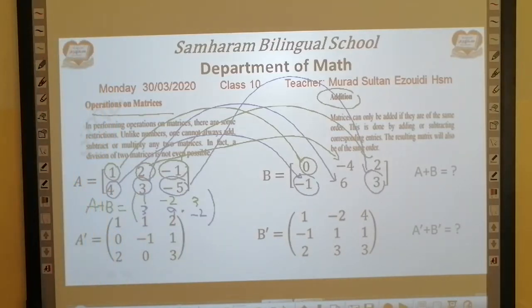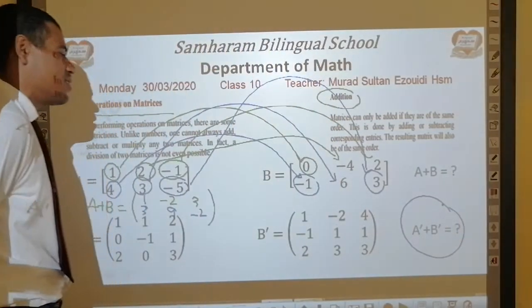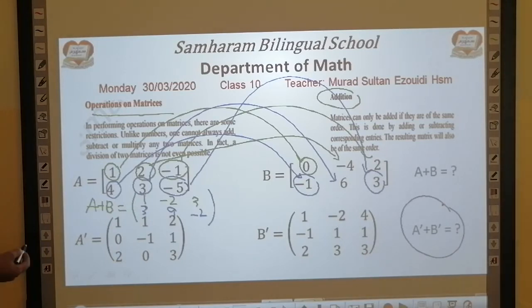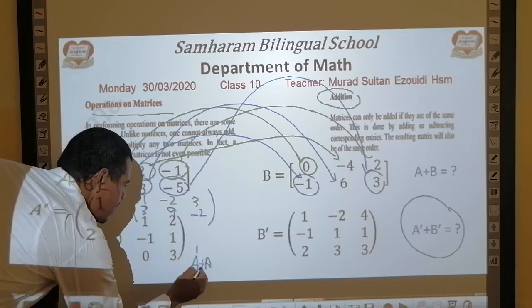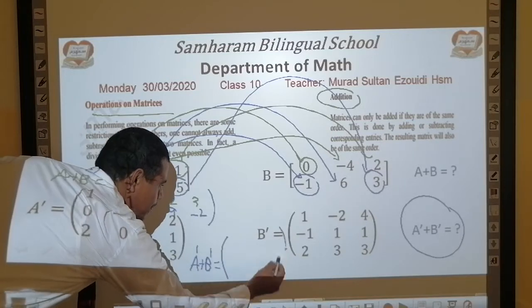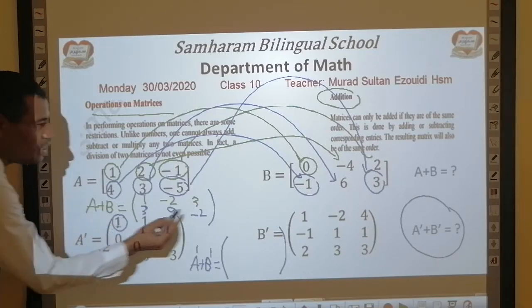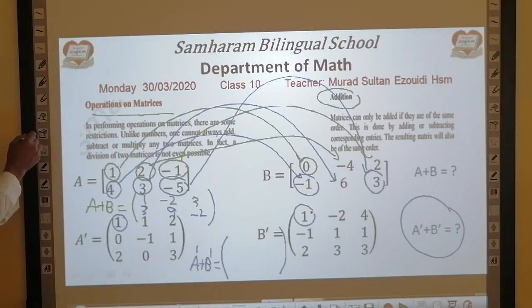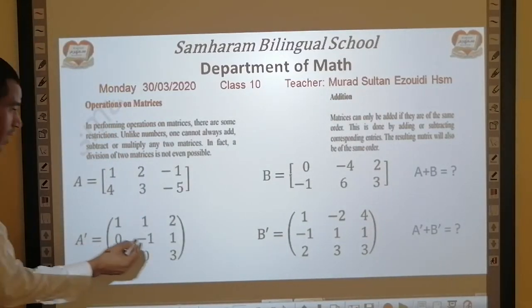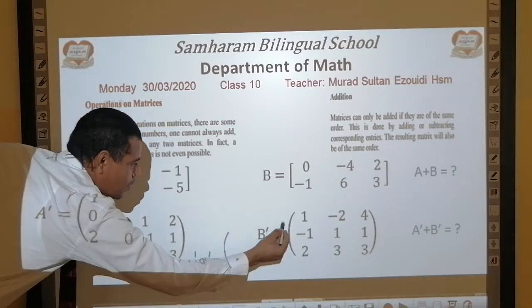The next one. Let's do this one. A prime plus B prime equal what, my kids? The question tries to find the total of these two matrices. Okay. So, what shall I do exactly? I will just write A prime plus B prime equal. Then I will open my brackets. The value on the first row, the first column is 1, and here also is 1. I will add 1 to 1, my kids. Okay? I'll just erase all. So I'll make A prime plus B prime equal. I will open the brackets.